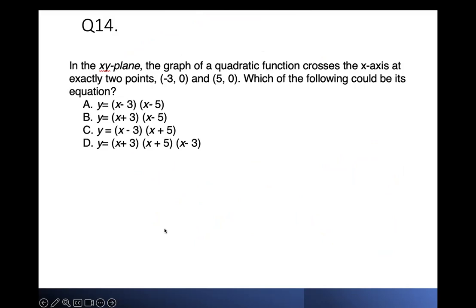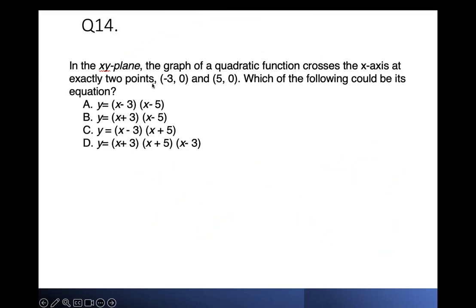In the xy plane, the graph of a quadratic equation passes through the axis at exactly two points. These two points. Which of the following should be the equation? This is a tricky question. When you see this in the SAT, it's a bonus. They want you to take it and go away and make this point count.